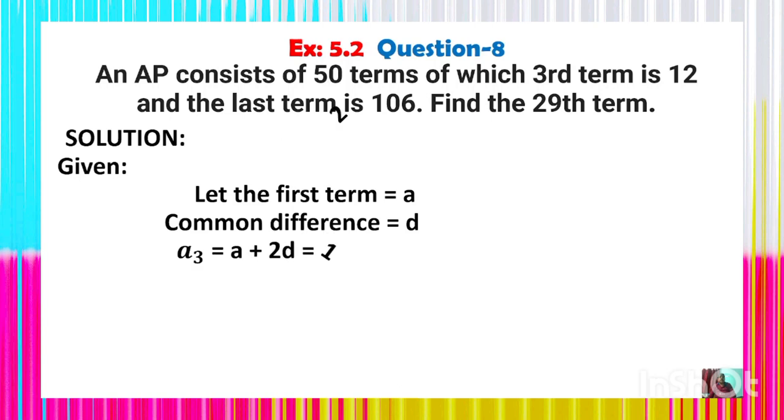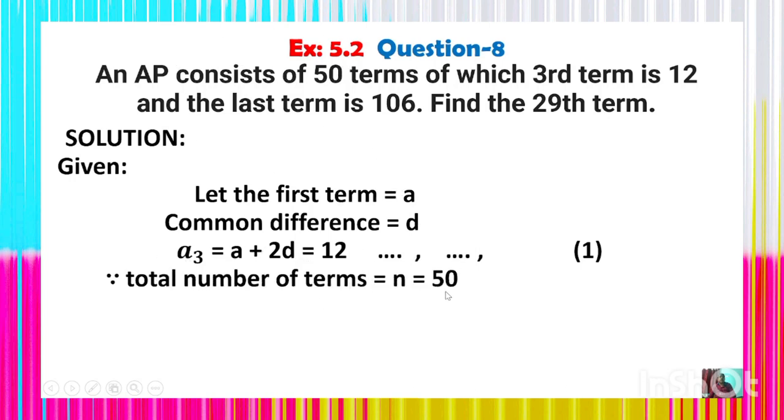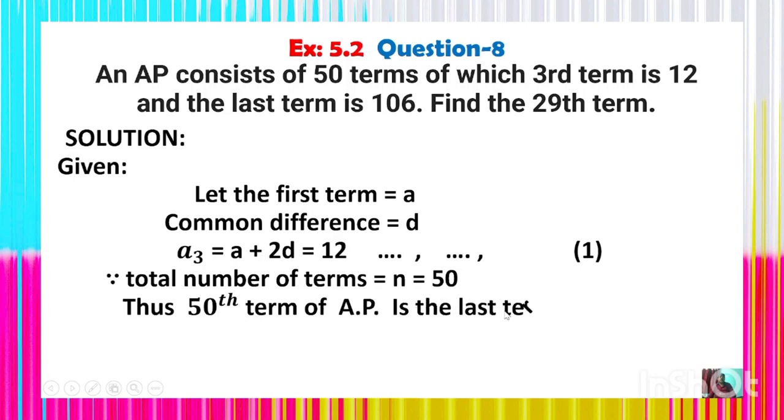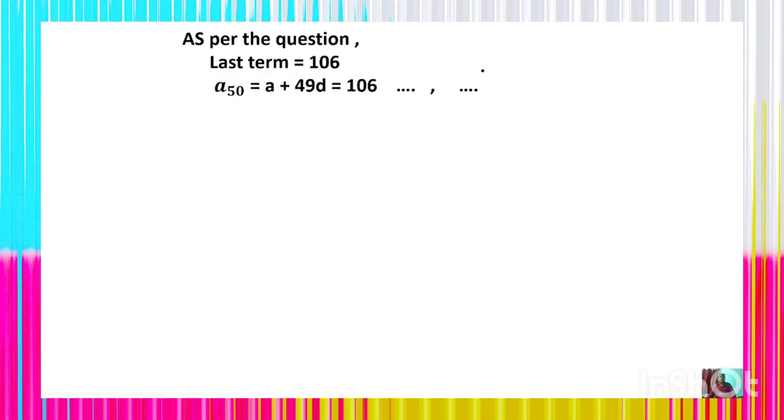It is given that the third term of the AP is 12, which is A3 is equal to A plus 2D, which is 12. Since the AP contains 50 terms, the total number of terms N is equal to 50. Thus, the 50th term is the last term. As per the question, the last term of the AP is given as 106, which is A50. So A50 is equal to A plus 49D is equal to 106.